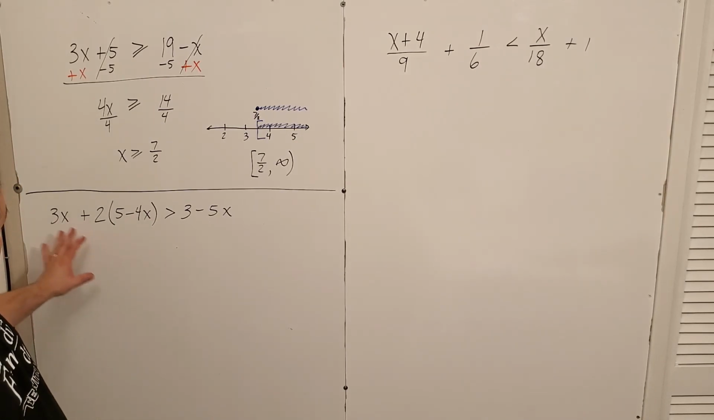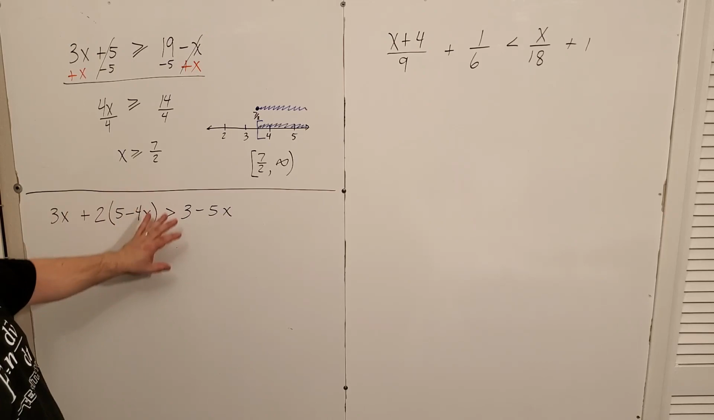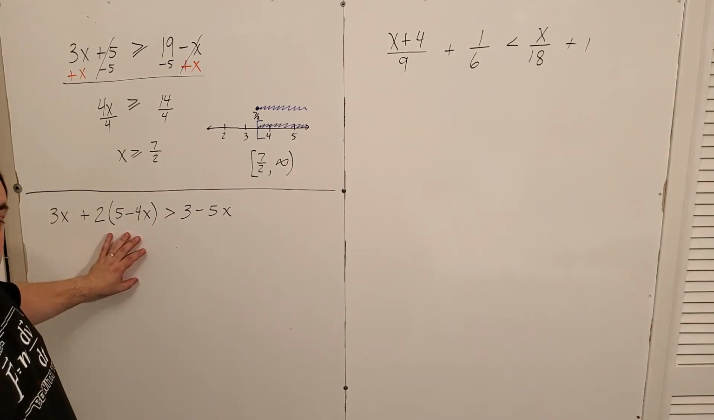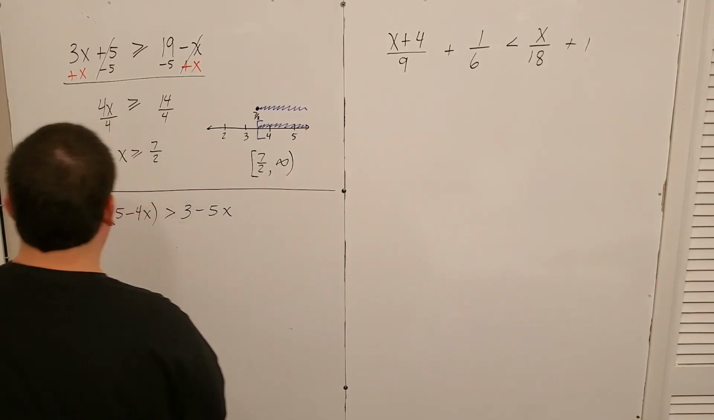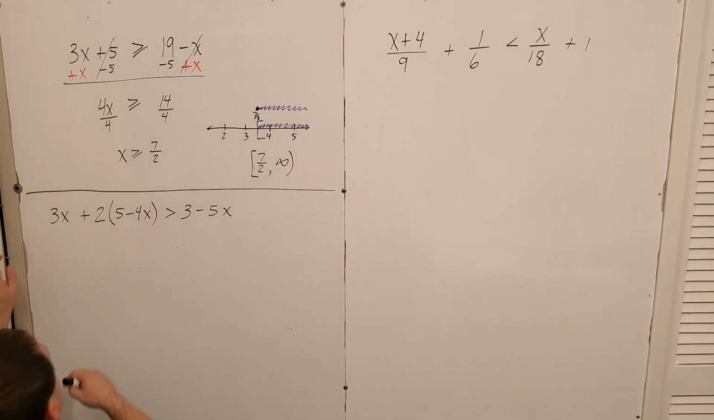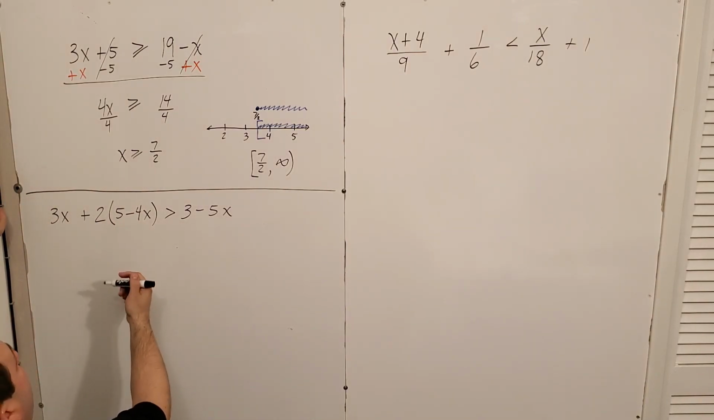Next example, I've got something that I need to manipulate and consolidate some pieces here. So let's do that. I'm going to use distributive property.